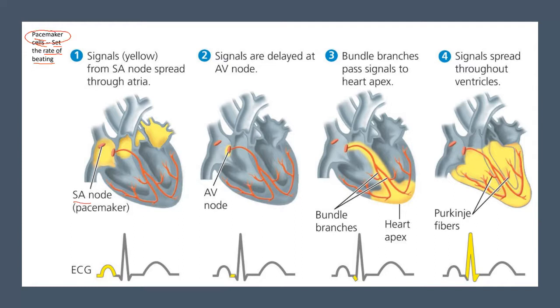They're going to be in the sinoatrial node. We don't need to know sinoatrial, but we will know them as SA node. Everything starts here, guys. Here's where a bunch of cells are going to be sending electrical signals to other cells so they can contract.